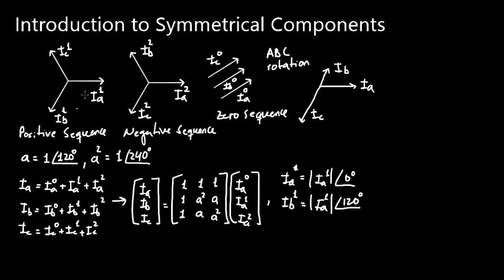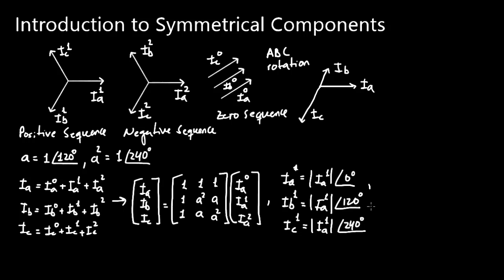So again, we can see that from this vector diagram over here. We can see that the B phase has the same magnitude as the A phase, but is shifted by 120 degrees. Or in other words, it's lagging the A phase by 120 degrees. And then same thing we can say for the C phase. The C phase is going to be equal to the magnitude of the A phase positive at an angle of 240 degrees.